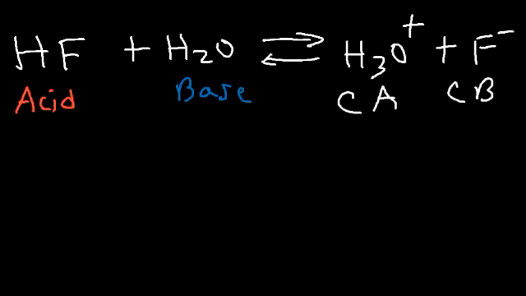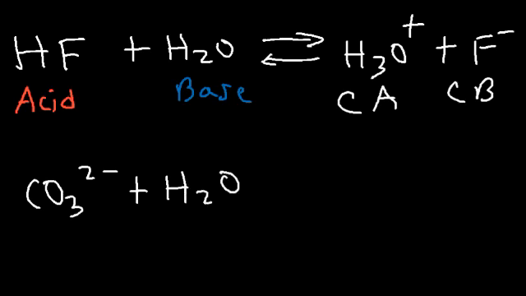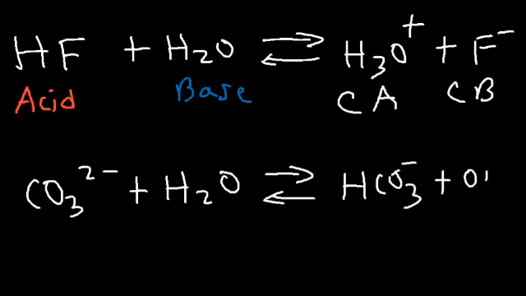So now let's get back to the Bronsted-Lowry definition of acids and bases. So consider this reaction. Let's say carbonate reacts with water to produce the bicarbonate ion and hydroxide. So which one is the Bronsted-Lowry acid and which one is the Bronsted-Lowry base?